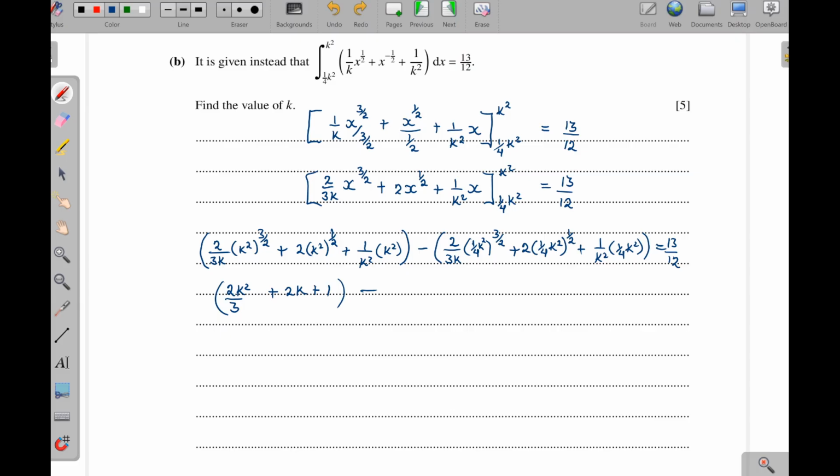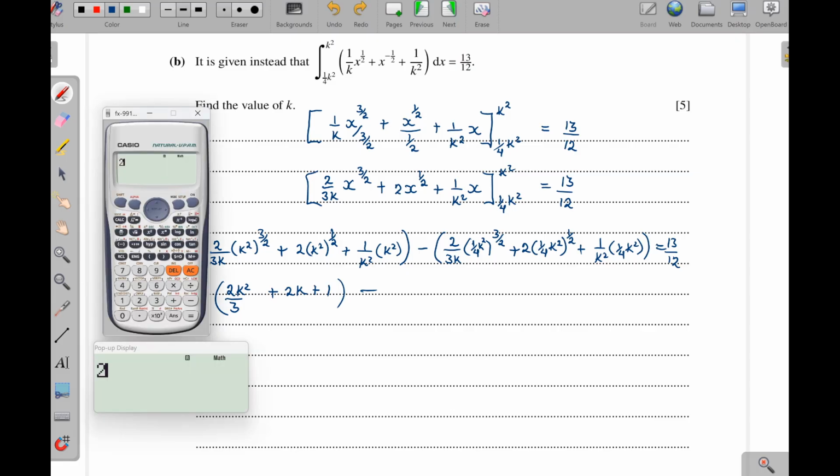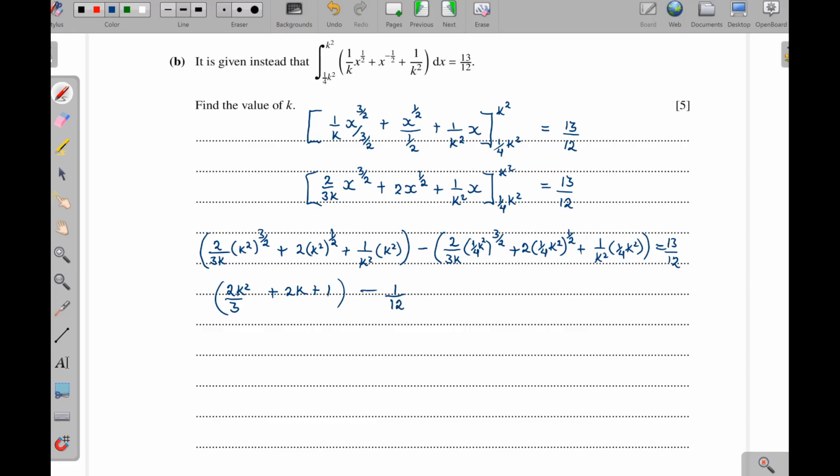Let me just put this in the calculator. We have 2 out of 3. Then here we are having a quarter, which is 0.25, okay? Then we power it with the 3 over 2, not so? That one will give us 1 over 12. So we have 1 over 12 of the k. So I've just simplified this together with this, and then this.